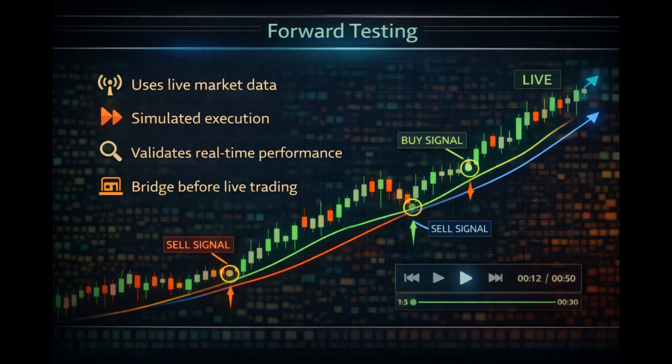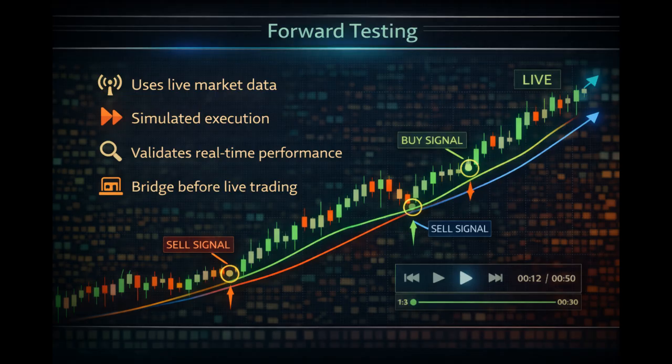For this reason, professional traders and quantitative researchers rarely deploy strategies directly after backtesting. Instead, they conduct thorough forward testing to ensure stability and robustness before risking real capital.